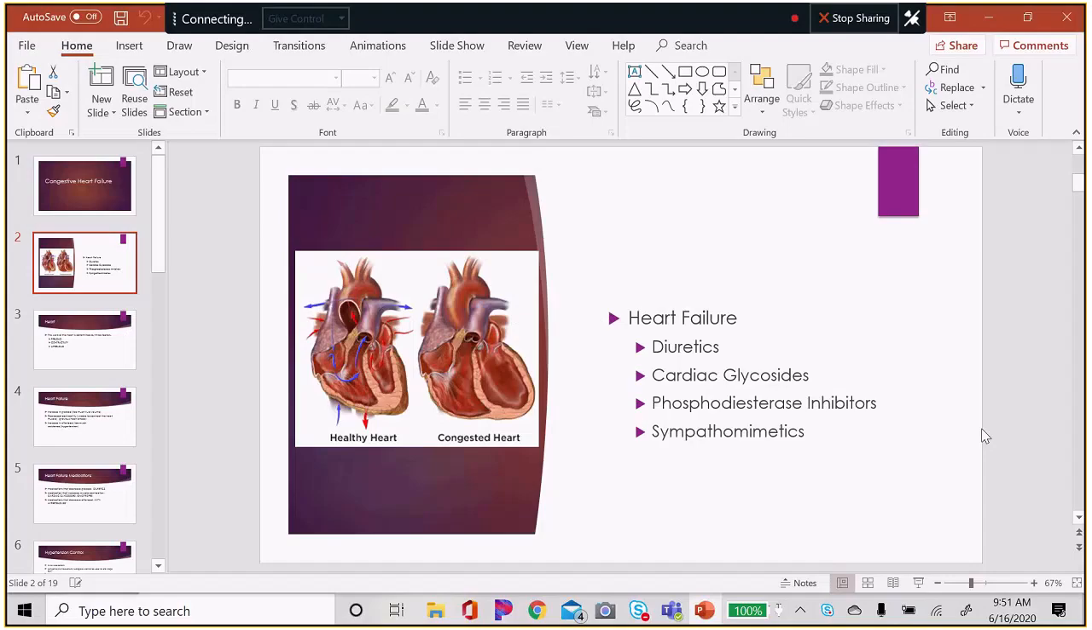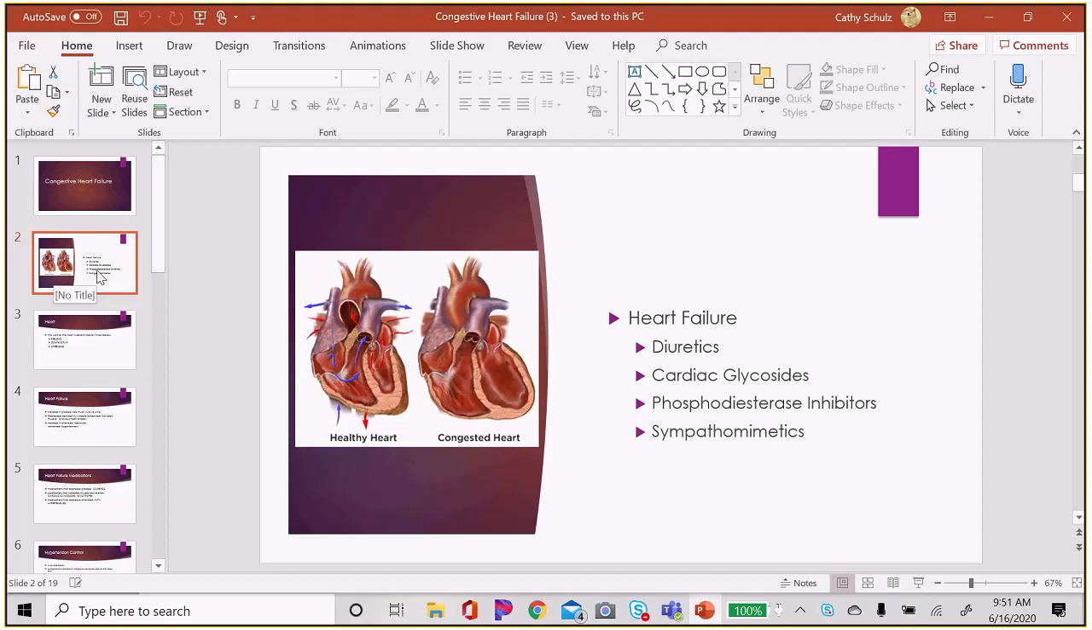We're going to begin the new content starting with congestive heart failure. So, who wants to tell me what congestive heart failure is? Is that a blocking of the arteries so that the muscles aren't contracting correctly?